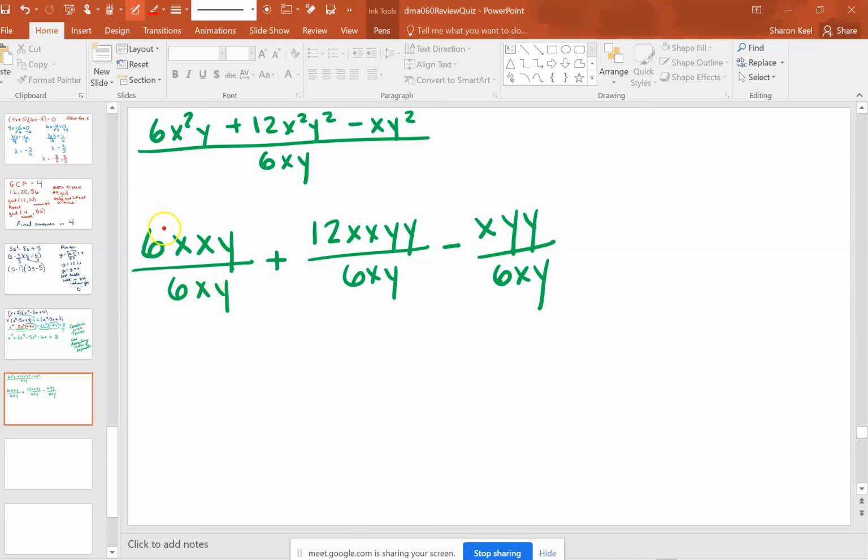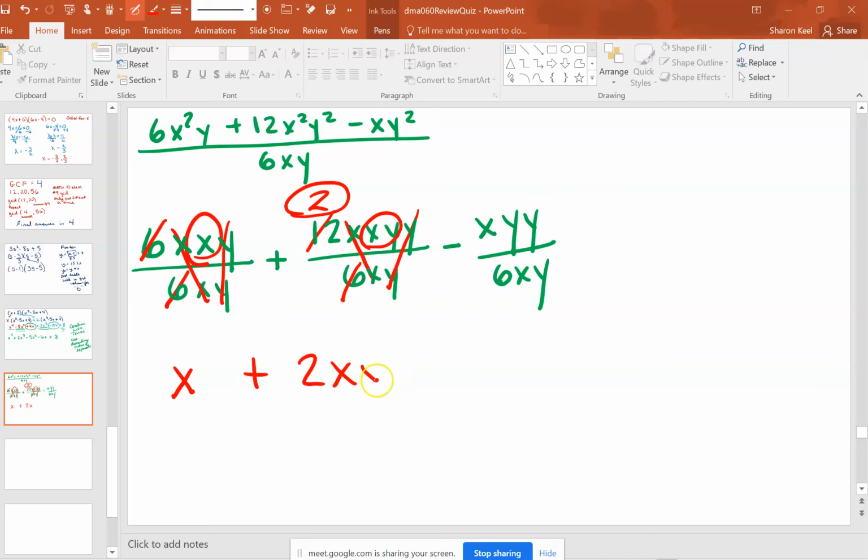The reason I like to do that is because I want you to see here the 6's cancel, one pair of x's and one pair of y's cancel. All I'm left with is a single x. Okay? Here, 6 goes into 12 2 times. One pair of x's and one pair of y's cancels. I'm left with a 2 and an xy. In the last one, one pair of x's and one pair of y's cancel. I'm left with a y and a 6.